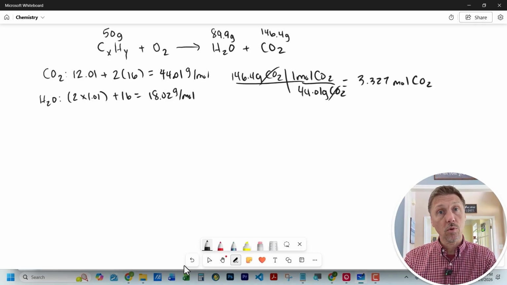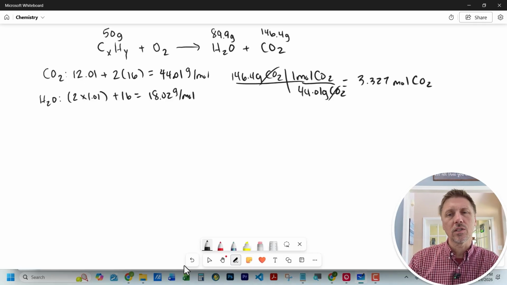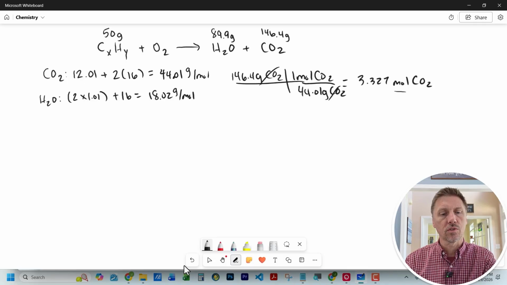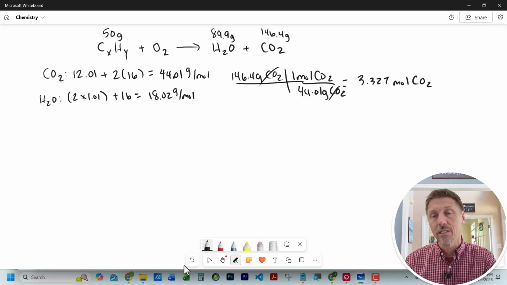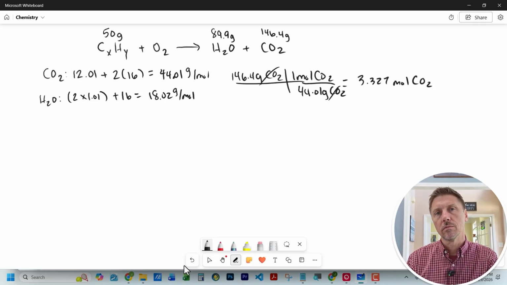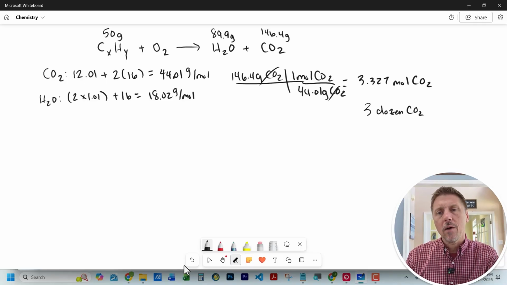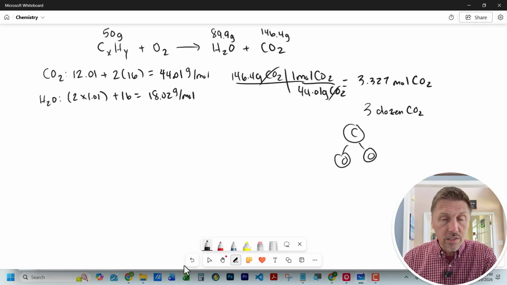A dozen means we have 12 of something. Well, let's think about this. Let's say this wasn't moles, all right? Let's say this was 3.327 dozen CO2. Let's simplify it even further. Let's say we had 3 dozen CO2 molecules. Now, if we had 3 dozen CO2 molecules, that means we have a C bound together with 2 O's, and we've got 3 dozen of those, which would be 36 of those.